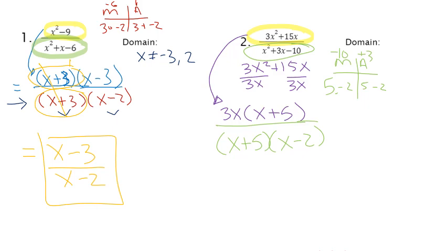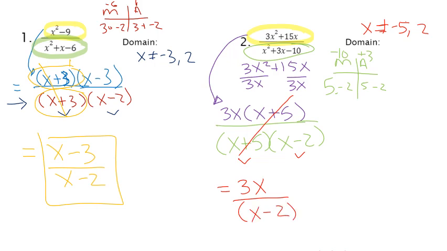My domain, so before I simplify, if I take the opposite of what's in the bottom, I can't have -5 as an answer, or 2. So let's get the habit of listing that. And then we can simplify. So I have a factor of x plus 5 that can reduce out. And so my final answer is 3x over x minus 2.